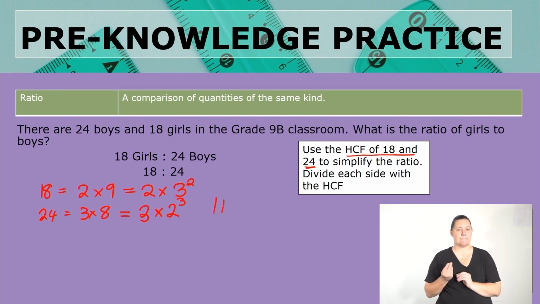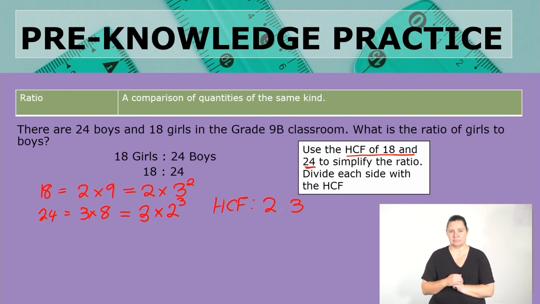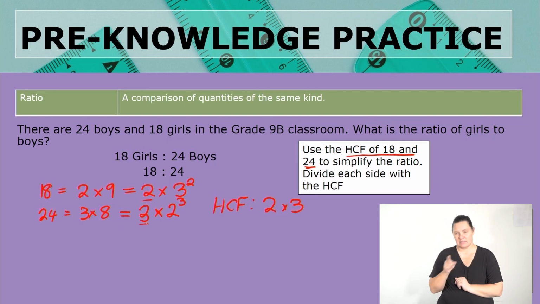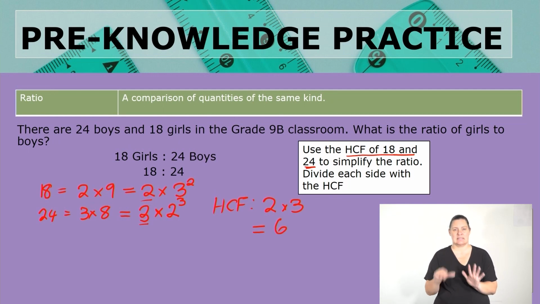Now how do we find the HCF there? Remember, we are going to take the common ones, which are 2 and 3. In taking those common factors, we are going to choose the ones with the lowest exponent. So for 2, the lowest exponent there is 1, and for 3, the lowest exponent there is 1. So we are going to say 2 times 3, which is 6.